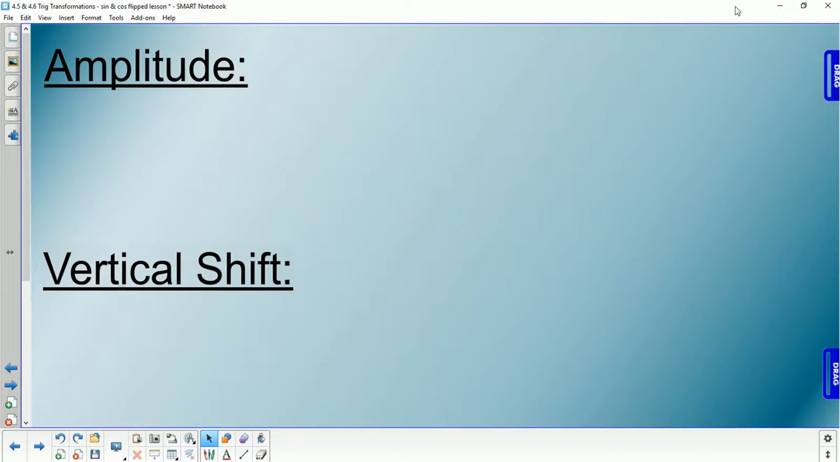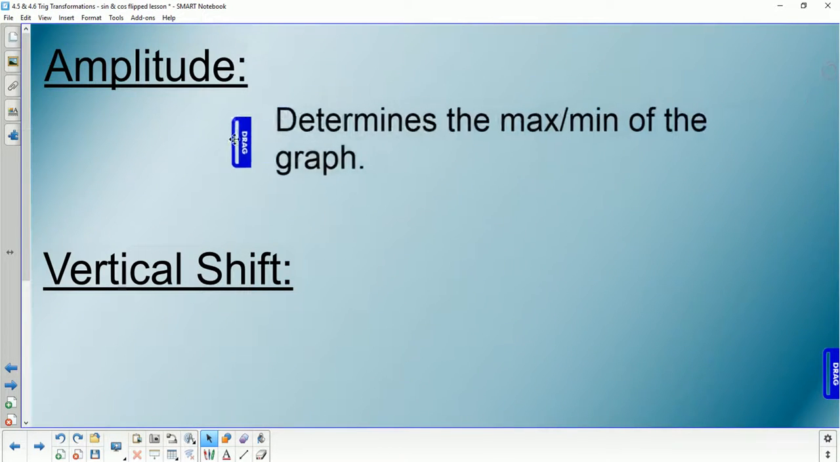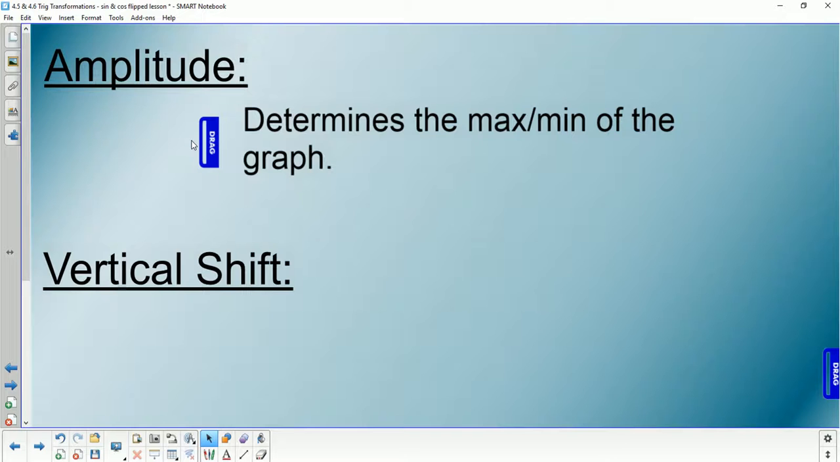Okay, so what amplitude does is change the vertical. It's like a vertical stretch. It determines the max and min of the graph. Another way to think about this is a vertical stretch. So it's like pulling it away from the x-axis traditionally.